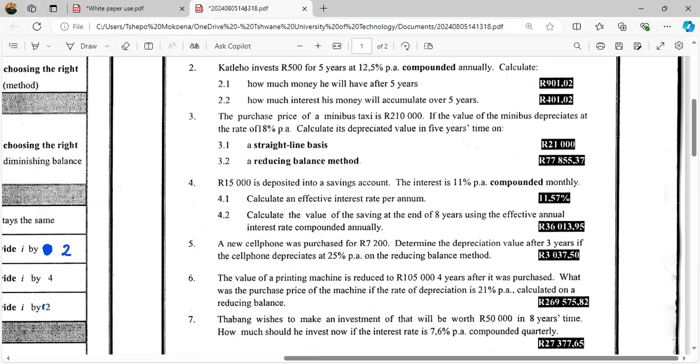And then they decide to give Katleho 12.5% at the bank, right? Calculate how much money he will have after 5 years. It's simple. Which formula to use?